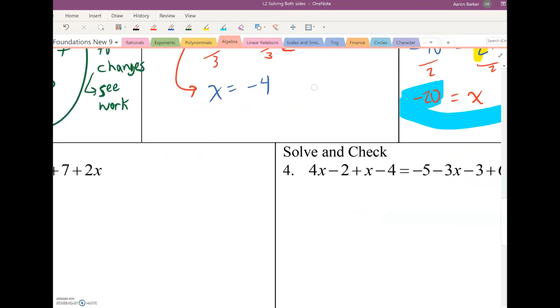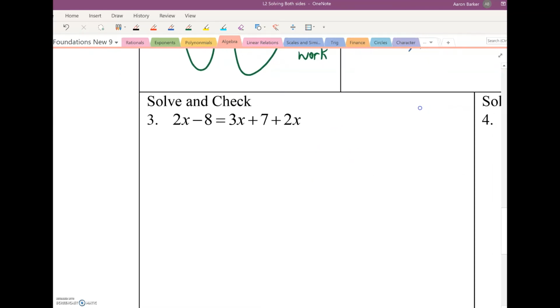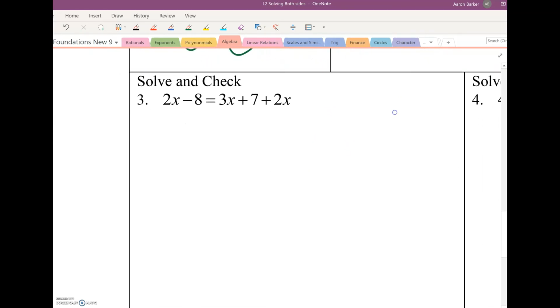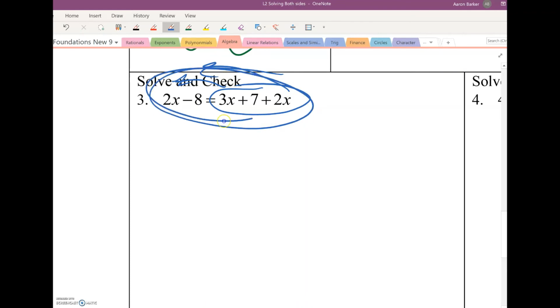Okay, let's go down. Two more to go. Now we're going to solve and check. And you'll notice that the questions got slightly more complicated. Now we have to collect like terms. The reason why we want to collect like terms first rather than start moving things across the equal sign is because when we start moving things individually, there's just more confusion going on, and that's when we tend to make mistakes. So a simpler way to avoid mistakes is to collect like terms first.